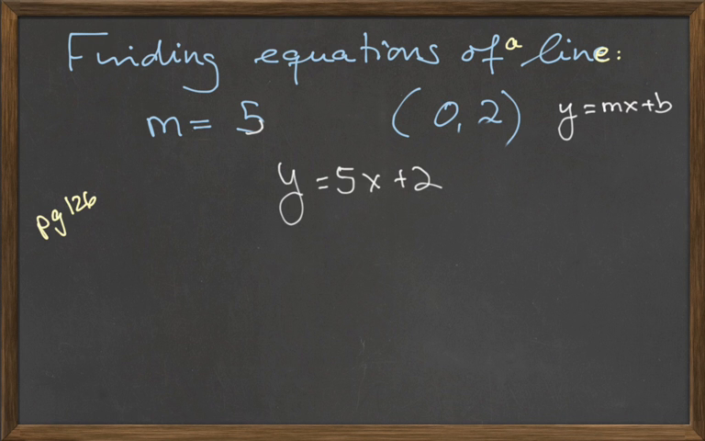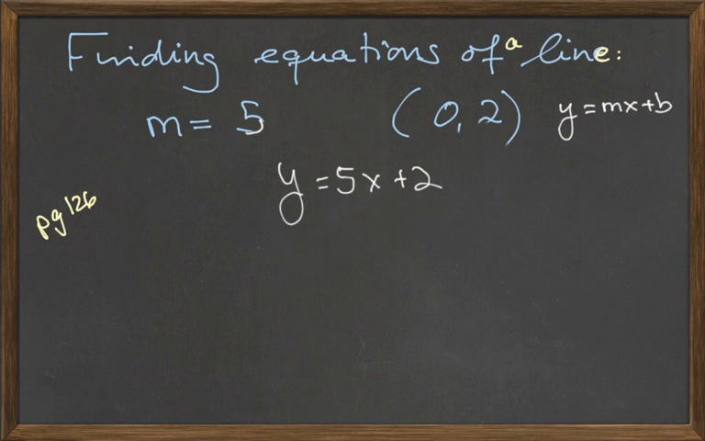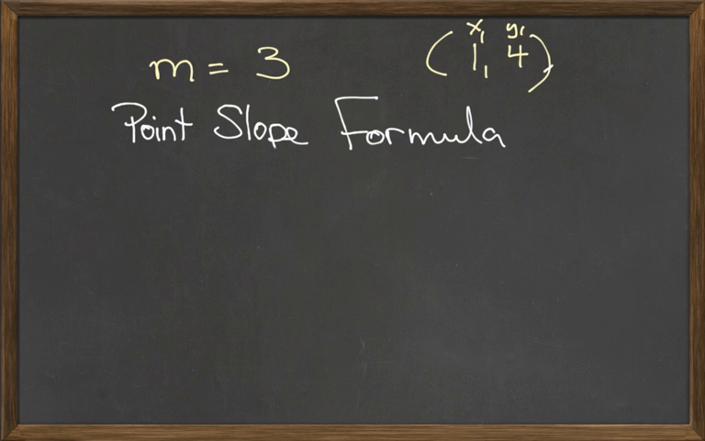If you don't recognize that, and it doesn't matter if it's the y-intercept or any other point, you can still get to the equation of the line. All you really do here is plug it in. If you have a slope and a point, it doesn't matter which point that is.